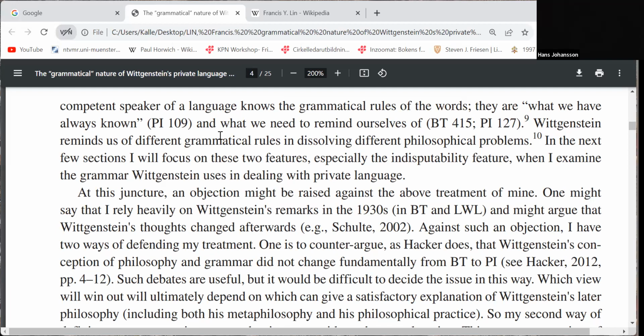In the next few sections, I will focus on these two features, especially the indisputability feature, when I examine the grammar Wittgenstein uses in dealing with private language.